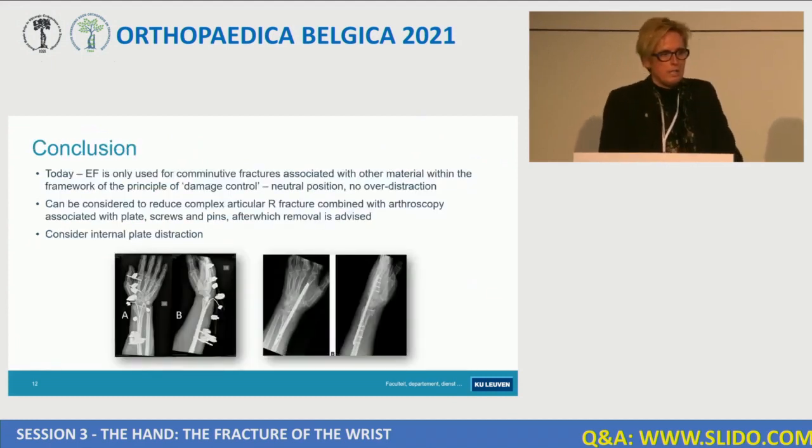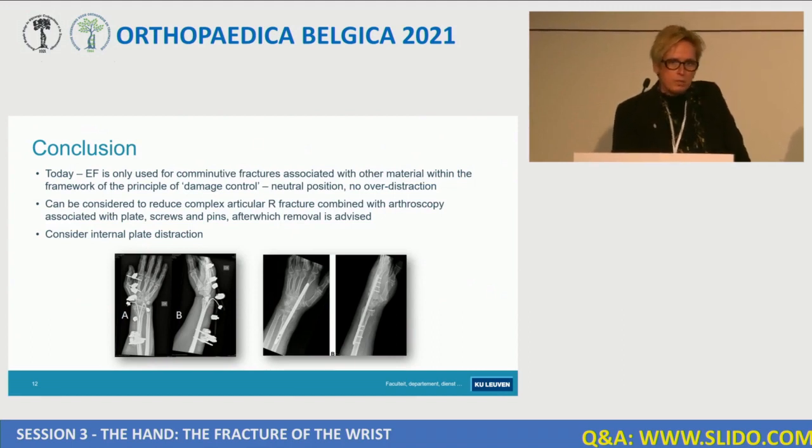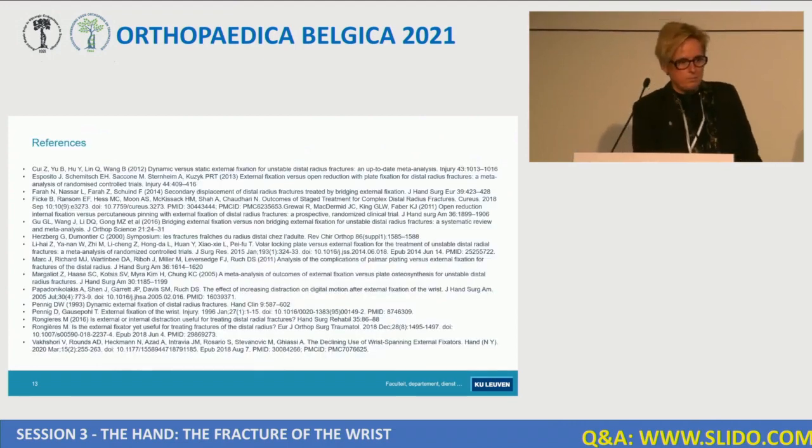So in conclusion, it is only used in comminuted fractures, and then preferably with other material within the framework of the principle of damage control, but neutral position and no over-distraction. Can be considered in arthroscopic techniques, but today we have the instrumented surgical positioning, for instance, with the Trimano. Again, I have no conflicts of interest. So always consider internal plate distraction if you really do feel that distraction is needed. These are some references. Thank you.